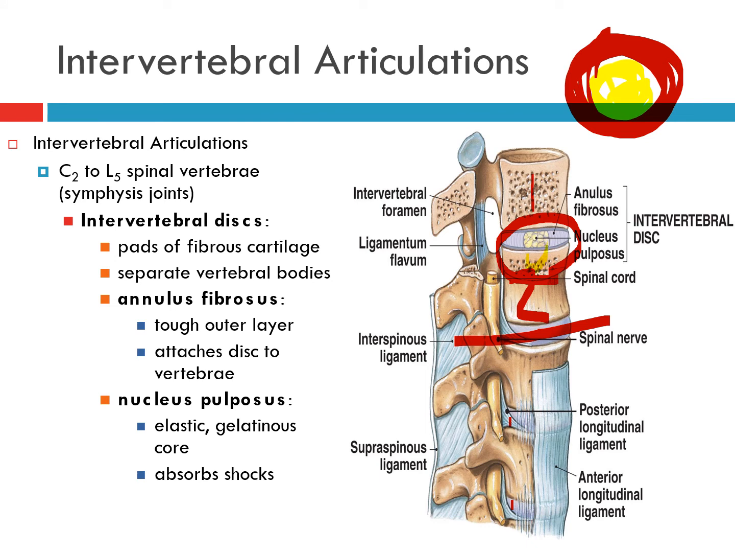You can see it here depicted in yellow. It's really gelatinous, and that's where the shock absorption comes in. So the annulus fibrosus is the tough outer layer, holding everything together, and the nucleus is this nice gel layer in the middle that moves when you move. If you flex, it moves backwards. If you extend, it moves forward, and it really gives you the ability to move in so many different ways, which is pretty cool.